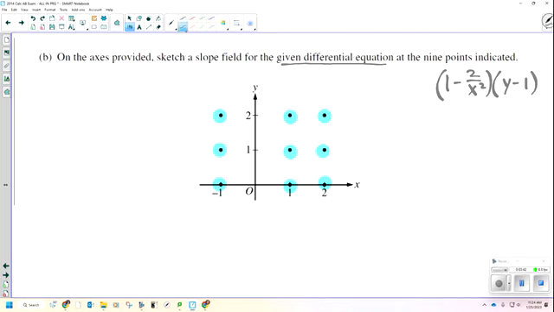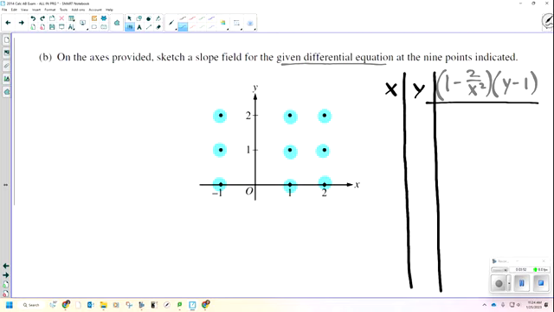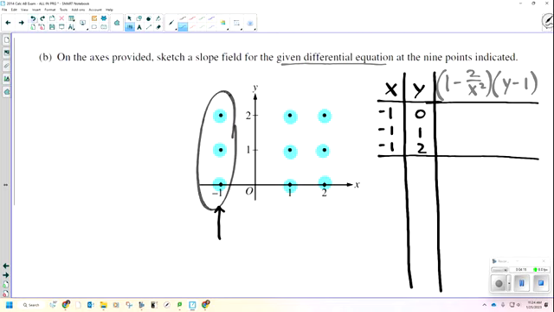Okay, in order to figure this out, I need to know my x and my y, because I need to plug in a value for x and a value for y. So I'm just going to do this table here and figure this out. And I'm going to start with this. When x is negative 1 at 3 locations, the y values for that are 0, 1, and 2. Okay, that's going to cover these 3 points.